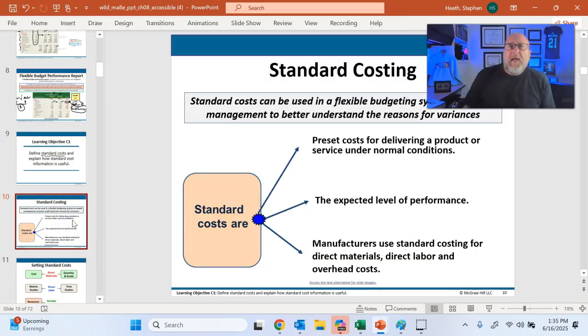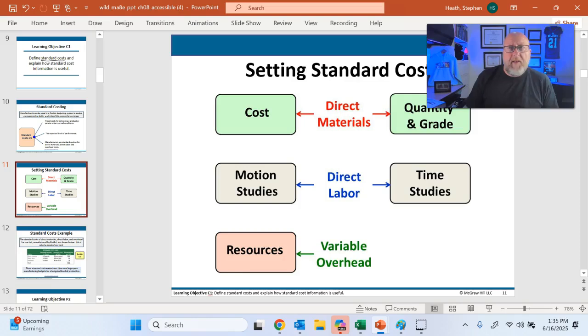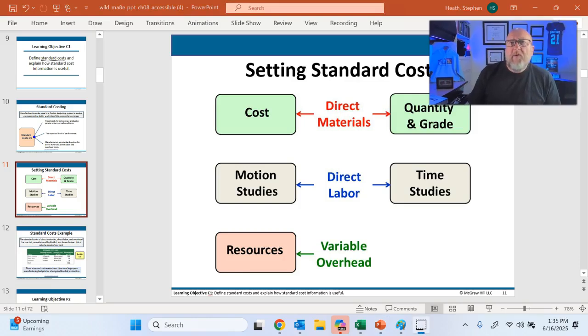Standard costs can be used in flexible budgeting systems to enable management to better understand the reasons for variances. I think that's what I was just basically saying. I don't even know if I like that previous slide, so I'm going to this. So we're going to set standard costs, and the first item we can talk about is material. And so we can talk about the cost of the material.